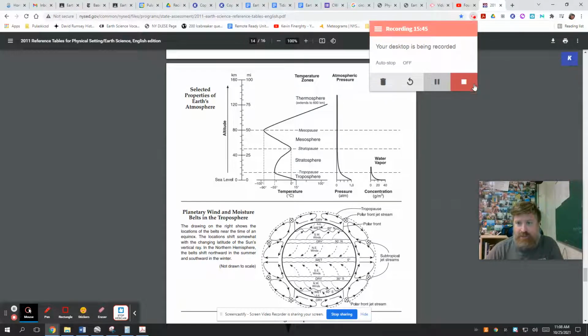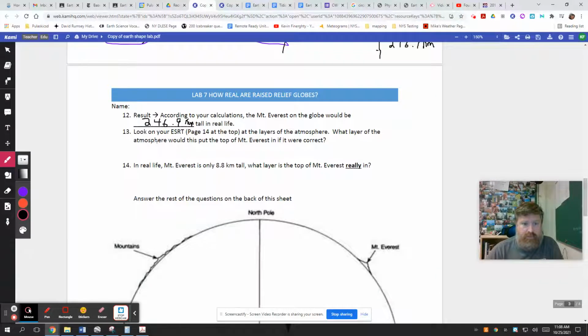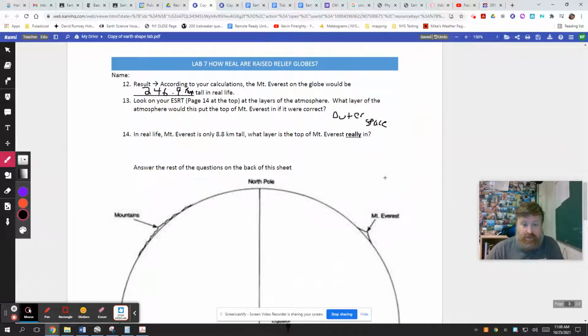So basically, if you climbed that mountain, if it were 246.9 kilometers tall, what layer of the atmosphere would you be in? You wouldn't even be in the atmosphere. You'd be in outer space. That's almost as high as the International Space Station. So you could climb a mountain and knock on the space station door. Does that seem to make sense? No, that's not something that's going to happen.